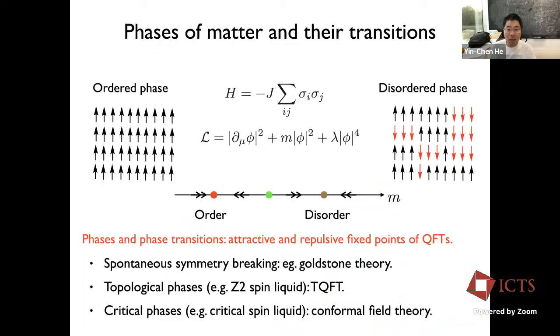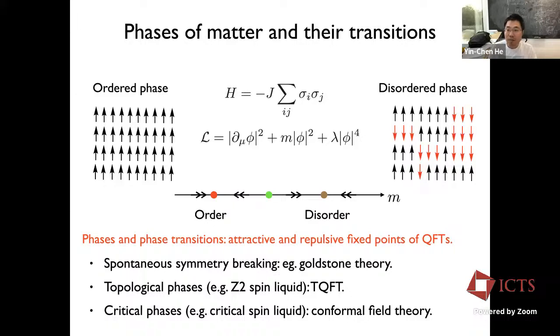Let me start with something pretty general that we know: we condensed matter physicists are studying phases and transitions, and they are indeed one way of realizing the fixed points of quantum field theories, either attractive or repulsive fixed points. And indeed, you can make a one-to-one correspondence for most, if not all, known or studied phases and phase transitions to the fixed points of QFTs. For example, the gapped topological Z2 spin liquid is one topological quantum field theory. And the critical spin liquids, which are the topic of this talk, correspond to conformal field theories in the language of QFTs.